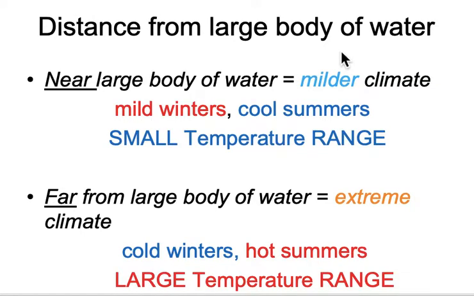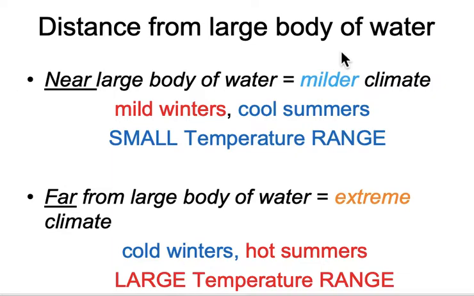Our next climate factor is distance from a large body of water. And by large, I mean really large, like an ocean, not a lake. So if you are near a large body of water, and you know a lot about the specific heat of water and its ability to absorb heat and hang on to heat and to cool down slowly. So if you live near water, your winters are going to be mild, and your summers are going to be cool. So there'll be a very small temperature range there.